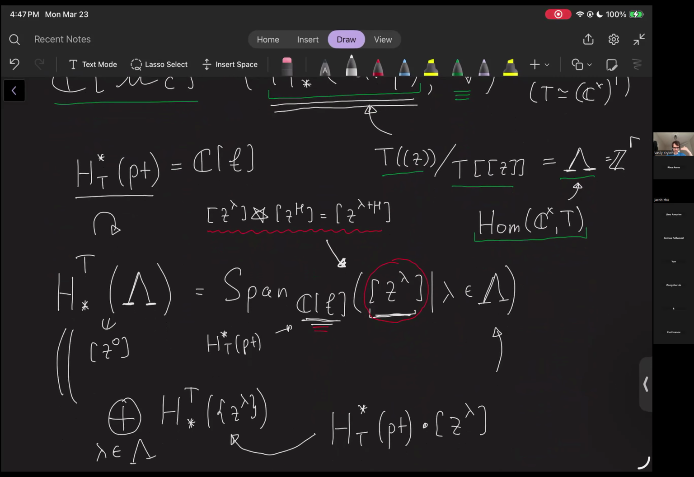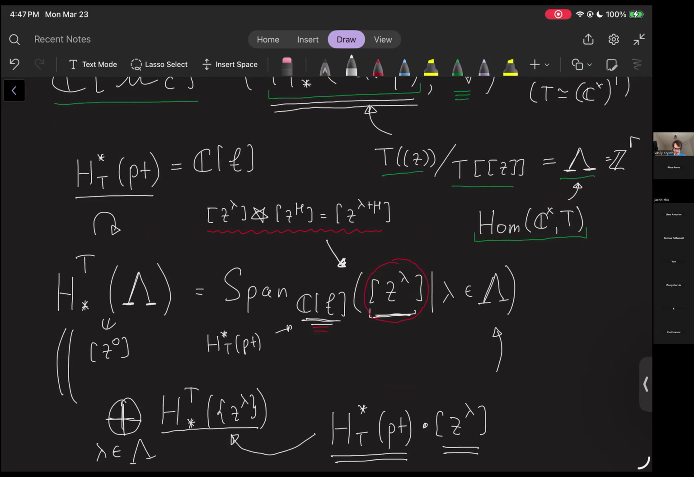So you should think about homology here as a limit over these lambdas. You see, I'm writing a plus here, not a product. And every piece in this decomposition is just a free module of rank 1 over equivariant cohomology of a point, generated by the fundamental class of the corresponding lattice element.